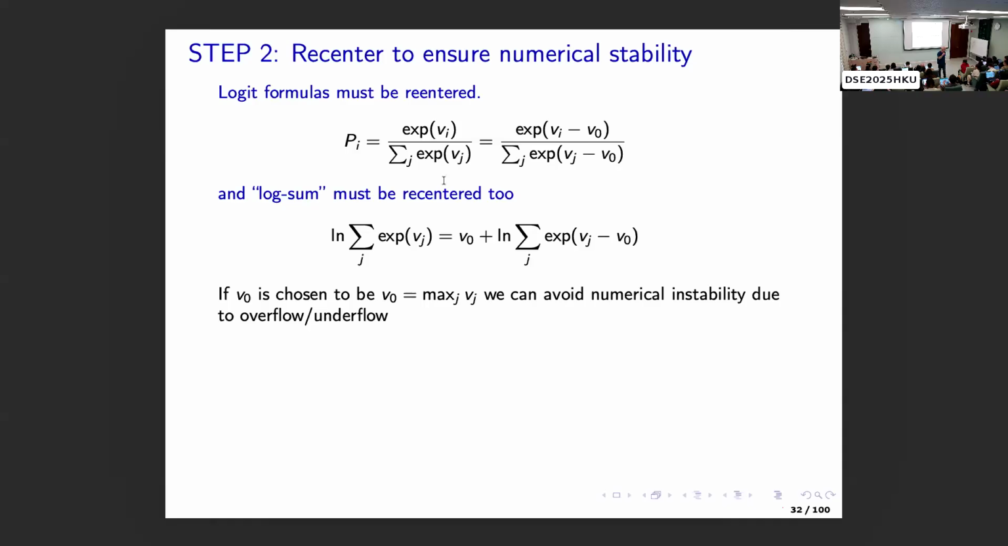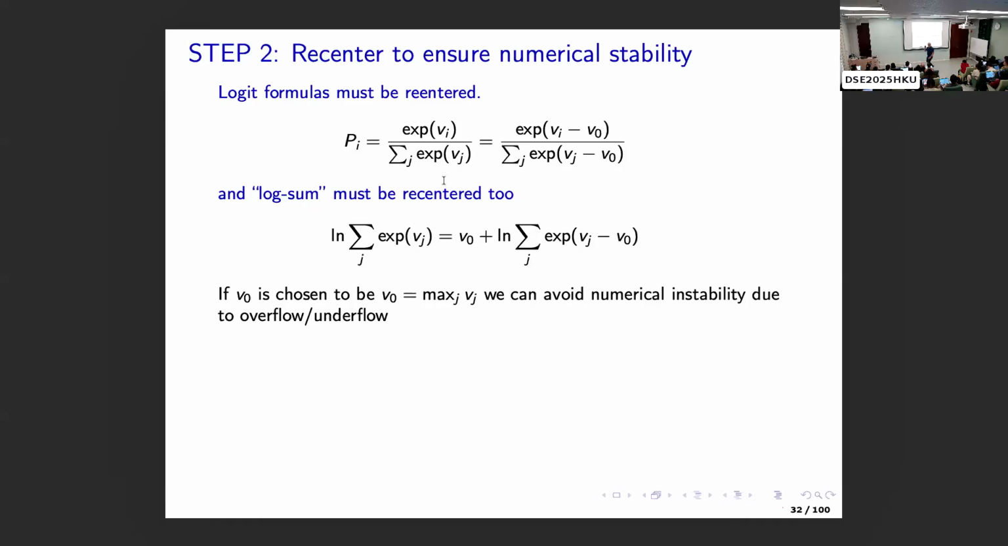But once you implement things like this in the computer, you have to think about it. So don't forget that. And this is a simple way of recentering that. That's just saying these two are identical, if you were to take V naught to be the max of all the different choices, okay? And you get the same choice probabilities, then all these numbers essentially become negative, and then you get underflow instead, right? Because exponentials of a negative number kind of go towards 0. Now this is much more well behaved.